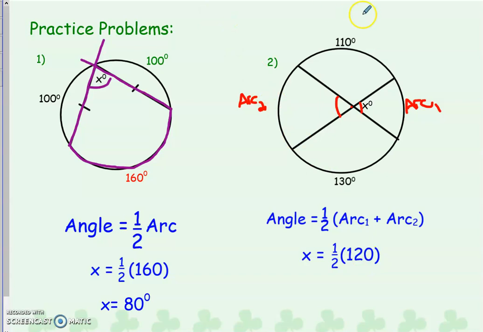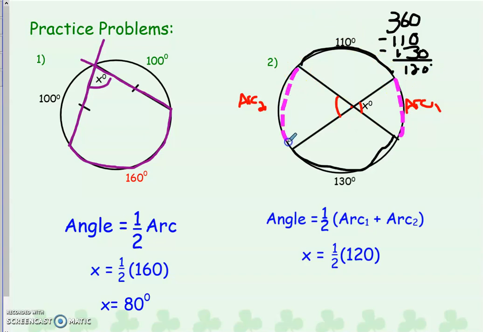Well, how many degrees are there in a circle? Well, there are 360 degrees in a circle. And I already accounted for 110, and I've accounted for 130. Ooh, that's a terrible arc. So if I've already accounted for 110 and 130, that leaves 120 degrees left. And that 120 has to be this arc right here and that arc right there.